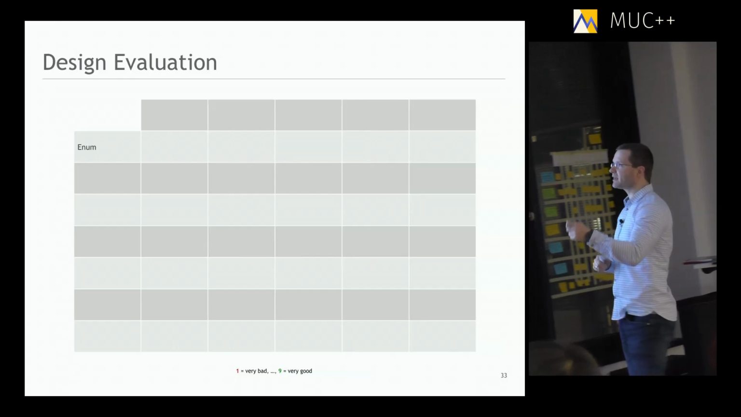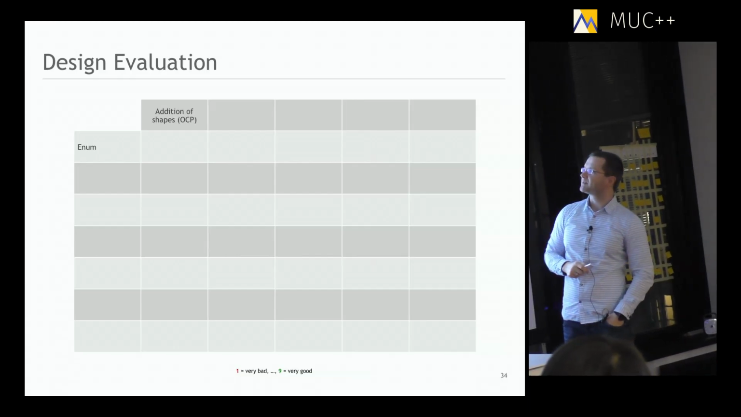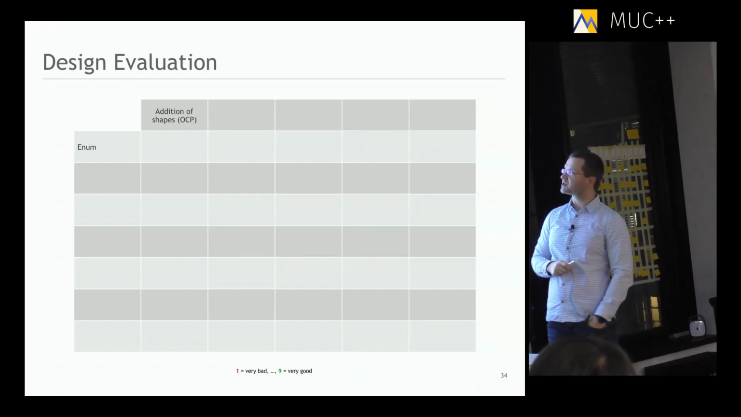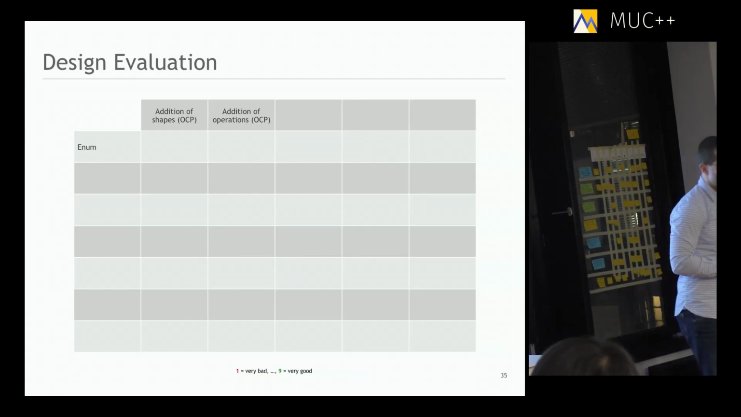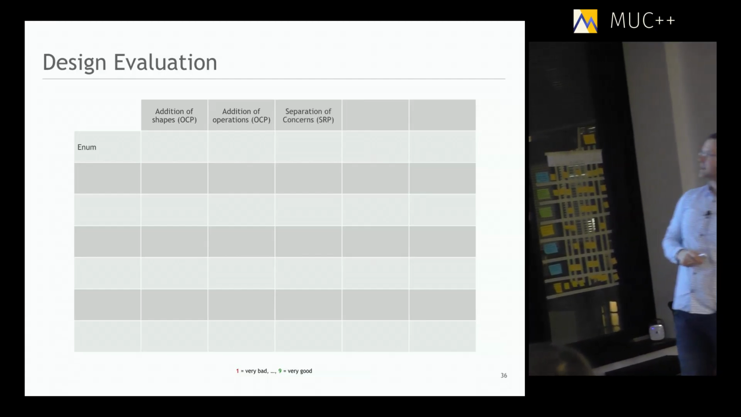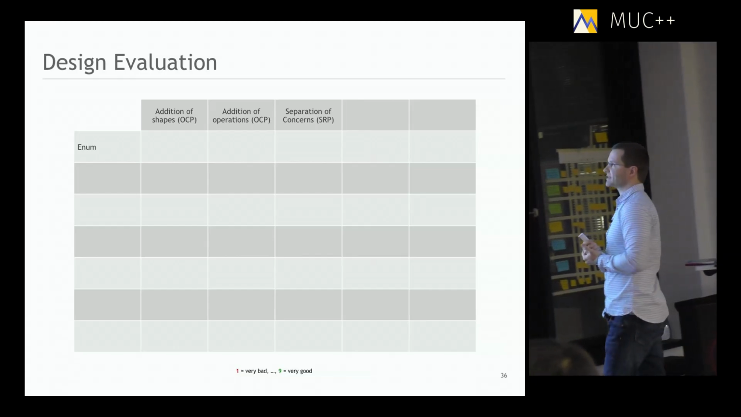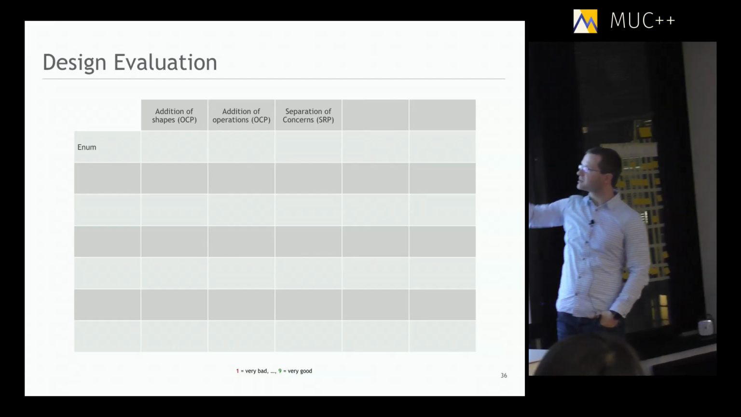So I try to evaluate a design based on 5 different categories. So how easy is it to add shapes? That's the first thing. Then how easy is it to add operations? And how separated are the concerns? So how loosely coupled are things? Now these 3 categories use abbreviations, OCP, SRP.